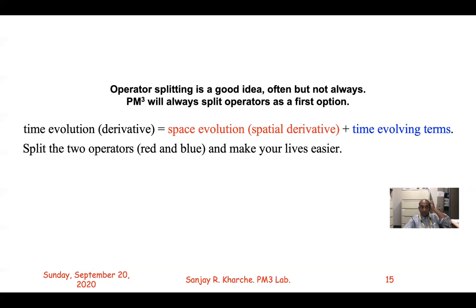In general, PDEs are given as the time evolution of some quantity as space evolution plus time evolving terms, as shown on the first line over here. A very strong suggestion is that you split these two operators. First, you solve for the spatial evolution, after which you solve for the rest of the terms. And this method is called operator splitting. It makes your lives easier. It makes the implementation systematic.